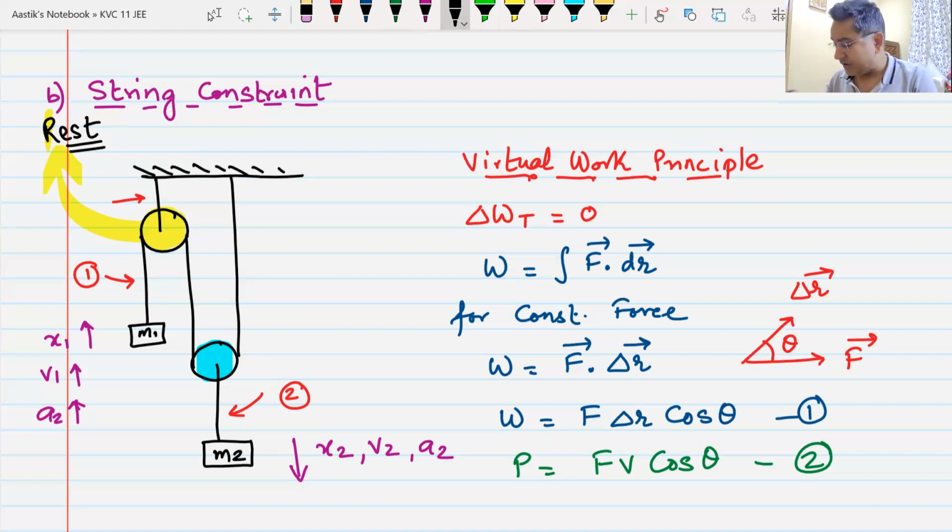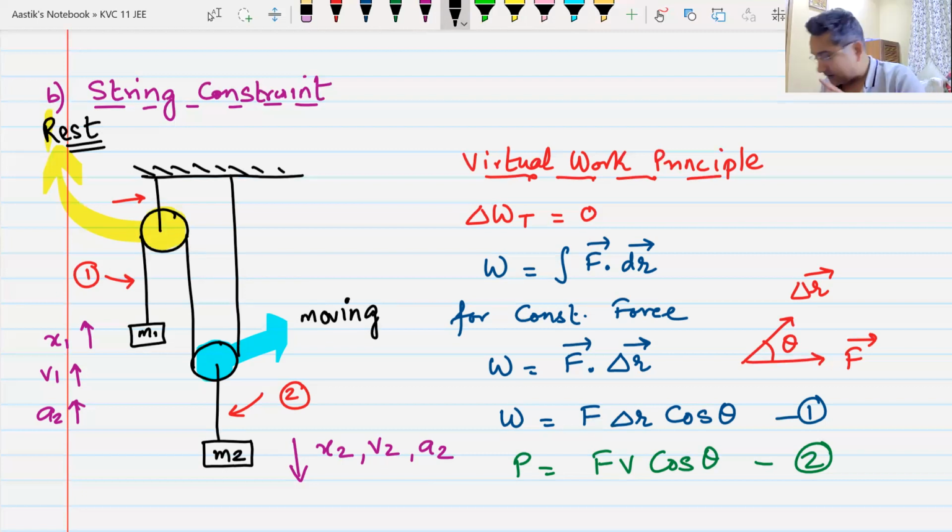What about this blue pulley? Is it at rest or is it moving? This is not a problem of physics. This is a problem of common knowledge. This pulley is moving. Yes or no? This pulley is in motion. It is also accelerating. But remember, we have assumed that the mass of this pulley is 0. So it is not going to make much of a difference to our eventual analysis.